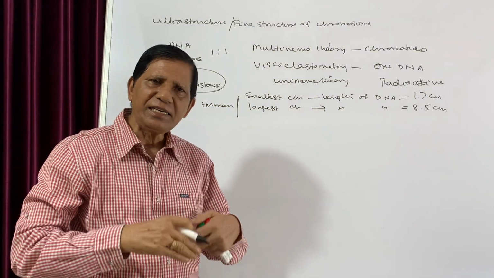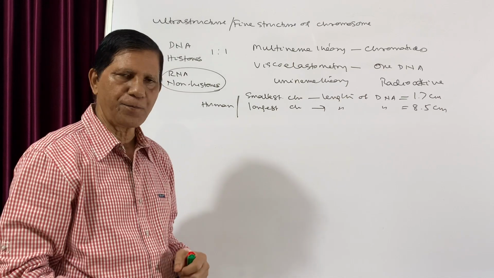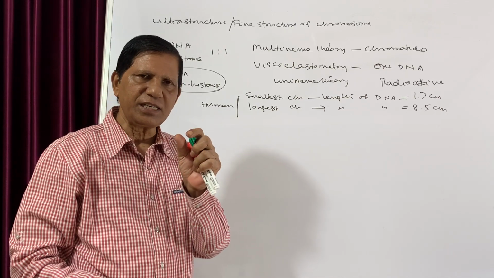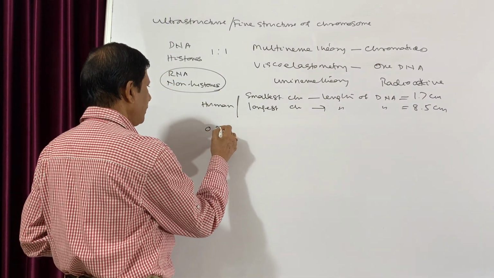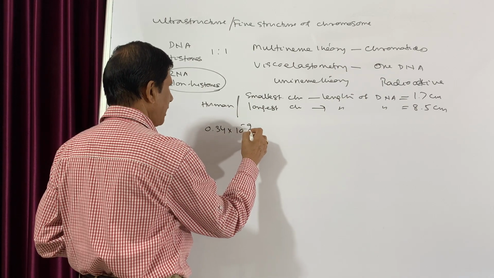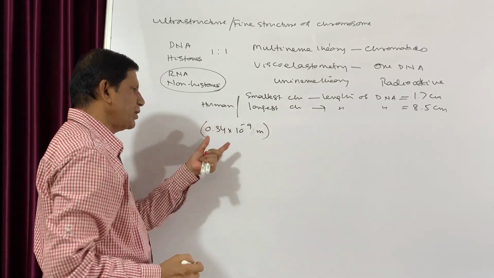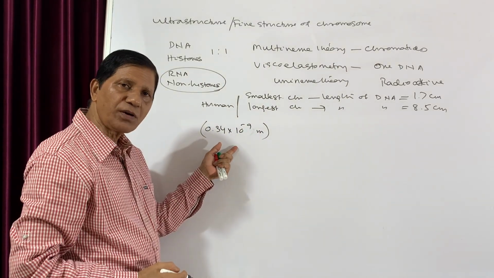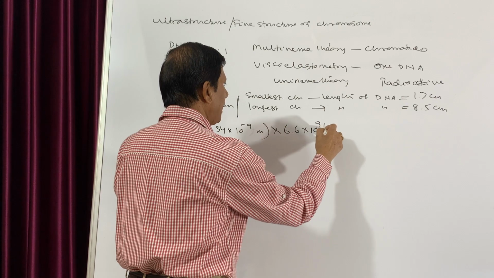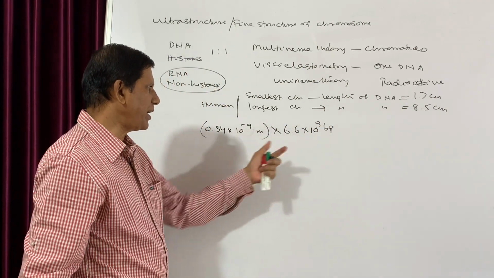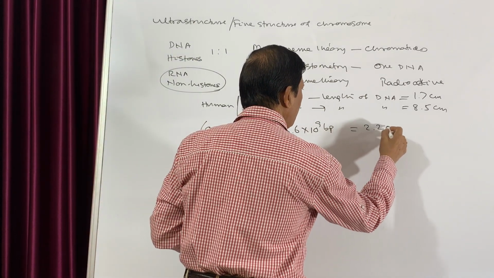And if the entire DNA of the human being were arranged end to end, what would happen? You know that the distance between two adjacent nucleotides is 0.34 × 10^-9 meter. And how many base pairs are there in a human being? 6.6 × 10^9 base pairs. So this is the number of base pairs and this is the distance between two base pairs. If it is multiplied, it comes to 2.2 meters.